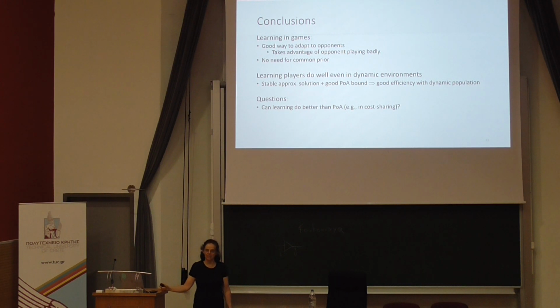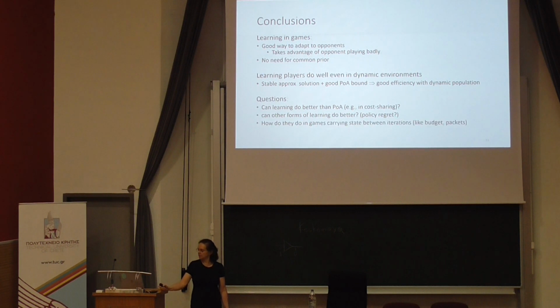Can we do better than the worst case Nash? What are the classical games where we can hope to do better? I think my favorite and most clearly open problem here is the cost-sharing form of congestion games. That's a class of congestion games where the price of anarchy is horrendous, but the price of stability is really good. There's a ginormous gap. And the question is, which Nash are they converging to? Hopefully the better one. Can other forms of learning do better? Is it helpful to do, say, the Megiddo-Farias style policy learning, or Farias-Megiddo style policy learning?